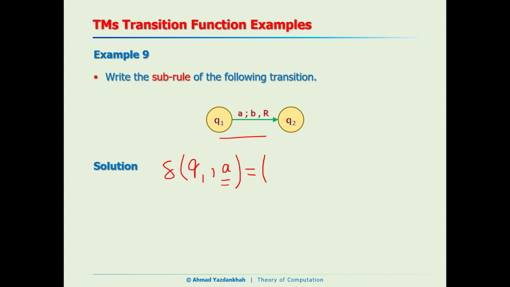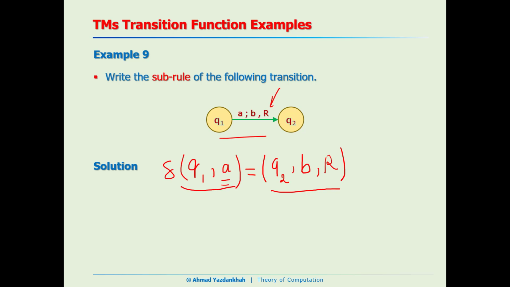The right side is the state the machine moves to, and the other operations are writing and moving. So I would need all three of these here, okay? With this being said, we can figure out what the syntax looks like.